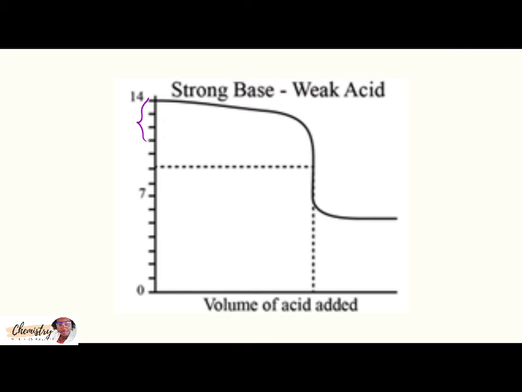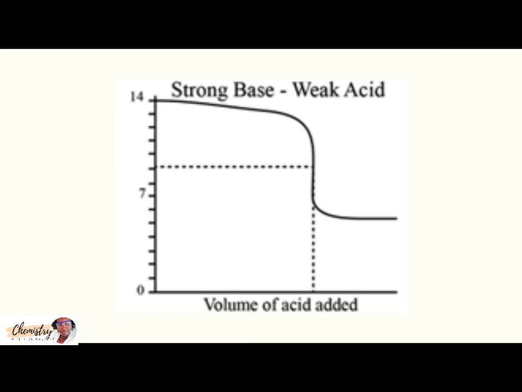As we add our weak acid, we're going to see a gradual decrease in the pH until we notice a sudden decrease. We're going to see a significant change in the pH, which means that it's at the equivalence point. And as we continue to add the acid, we notice that the pH is going to just taper off. It's going to be decreasing slowly and it just tapers off. There are two differences to note about this curve.